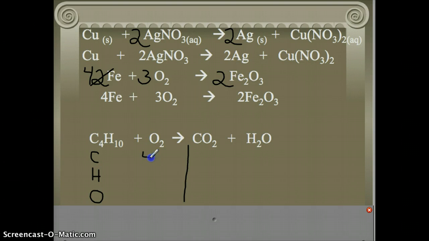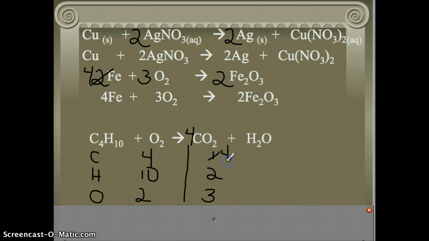So I have 4 carbons on the left and I have 1 on the right. I have 10 hydrogens on the left and I have 2 on the right. And I have 2 oxygens on the left and I have 3 on the right: 2 here and 1 here. Got to put those together. Okay, so again, oxygen last, try everything else first. So I have 4 carbons, so I'm going to start by putting a 4 out in front of the carbon dioxide to try to get that to balance out. So that changes this to a 4 also.